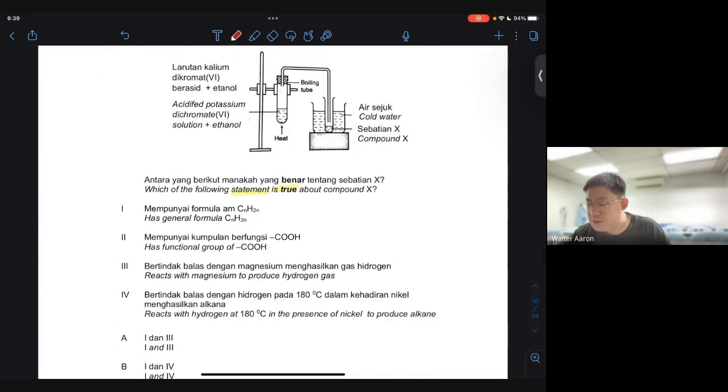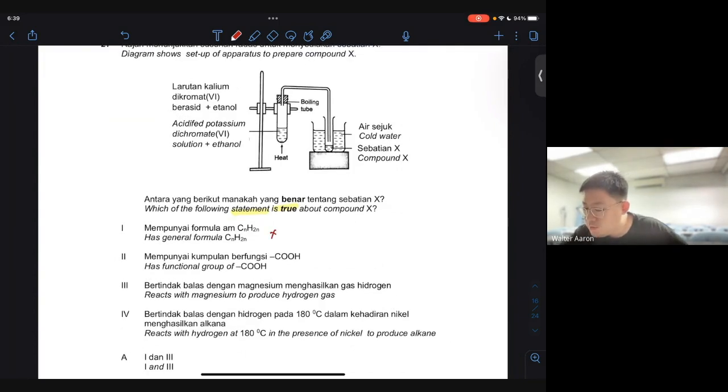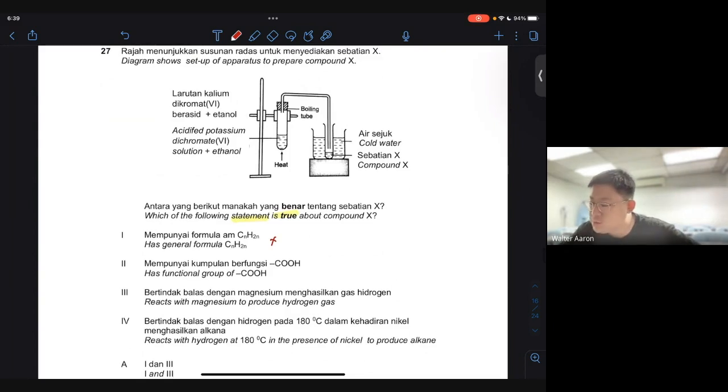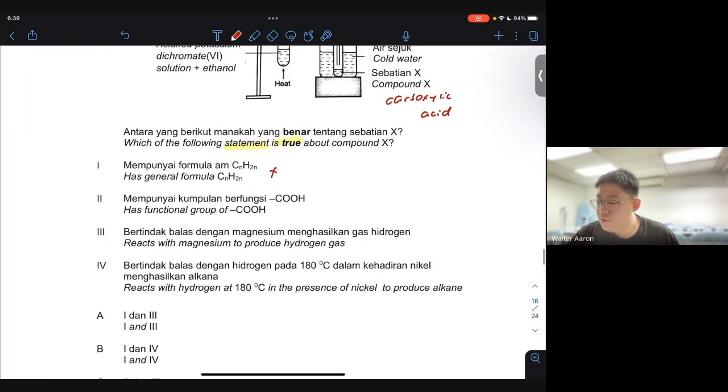Does it have the general formula of HCN? No, because compound X is supposed to be a carboxylic acid. To be exact, it is supposed to be ethanoic acid, because if you oxidize ethanol, you get its corresponding carboxylic acid, which in this case is ethanoic acid. Does it have the functional group of carboxyl, COOH? Yes, the answer is yes.